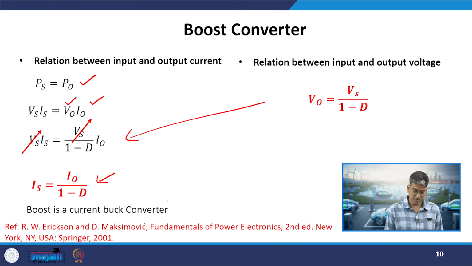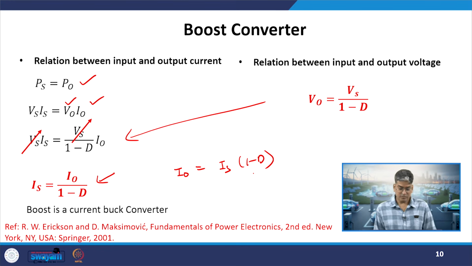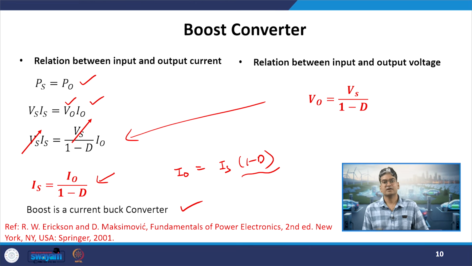So, now it is a current buck converter. Why? If I see the output current, it will be equal to Is into 1 minus d. So, my output current is always less than the input current. Why? This factor is always less than 1. So, my output current will be less than the source current. So, this is a current buck converter circuit. Or it is stepping down the current and increasing the voltage, because my input and output power will be the same as we have neglected the loss in the circuit.